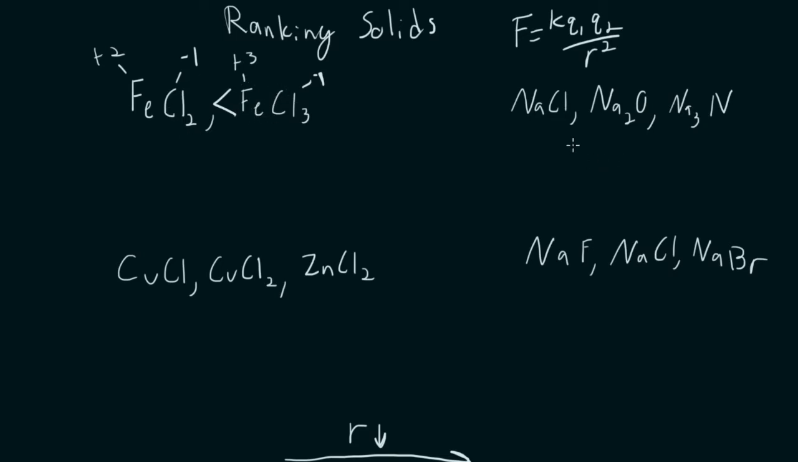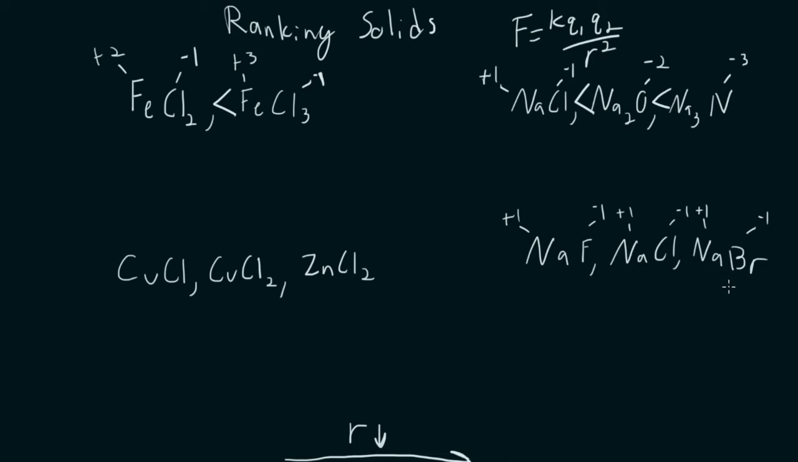Great. Then let's look at NaCl versus Na2O, Na3N. Well, the sodium in each case has a +1 charge. But here we've got chlorine with a -1, oxygen with a -2, and nitrogen with a -3. And so in this case, our Na3N should have the highest melting point, and Na2O should have the second highest. Now if we come down here, NaF versus NaCl, NaBr, all of these have the same charges. All +1, -1. So what's going to be the determining factor here?